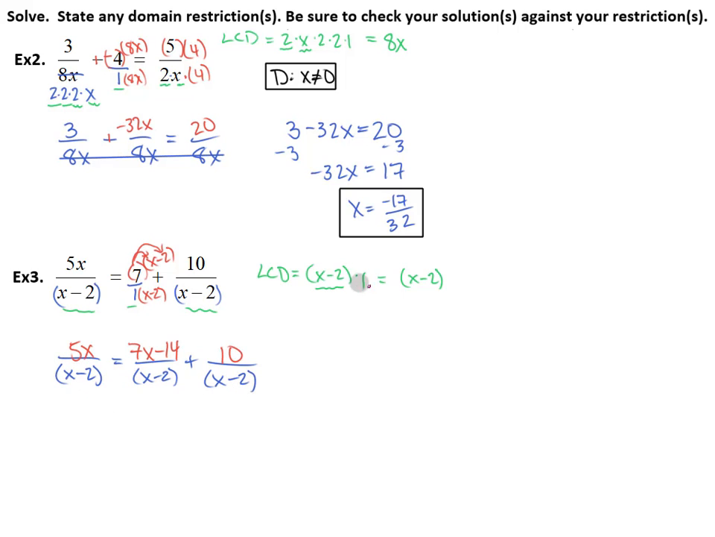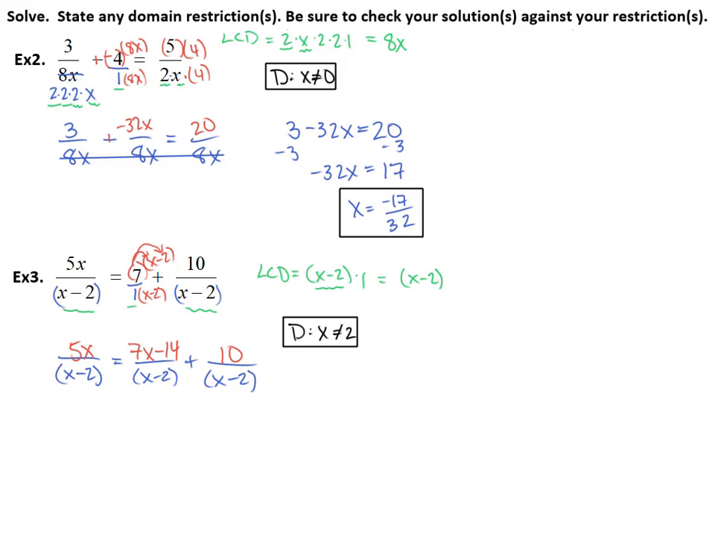So now I take a look at our least common denominator. What would make the denominator 0? In this case, positive 2. So x cannot equal positive 2. There is my domain restriction. Box it in, highlight it, or circle it, so remember to check our answer against it.